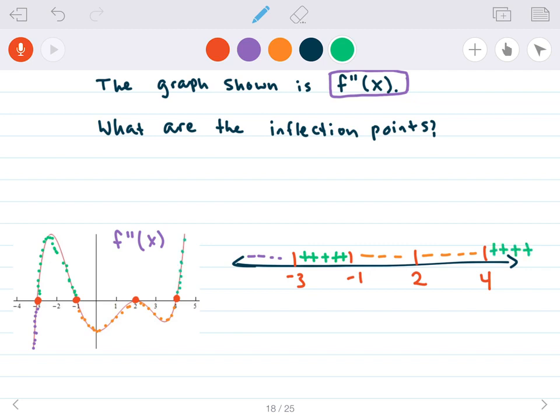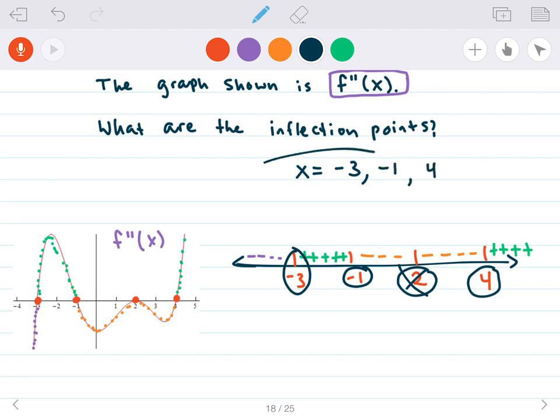So the only inflection points happen when the signs are changed. So this is an inflection point because we go from negative to positive. This is an inflection point because we go from positive to negative. This is not an inflection point because we're still negative. We're going from negative to negative. So that's not an inflection point. But this last one is because we're going from negative to positive. So the inflection points are at x equals -3, -1, and 4.